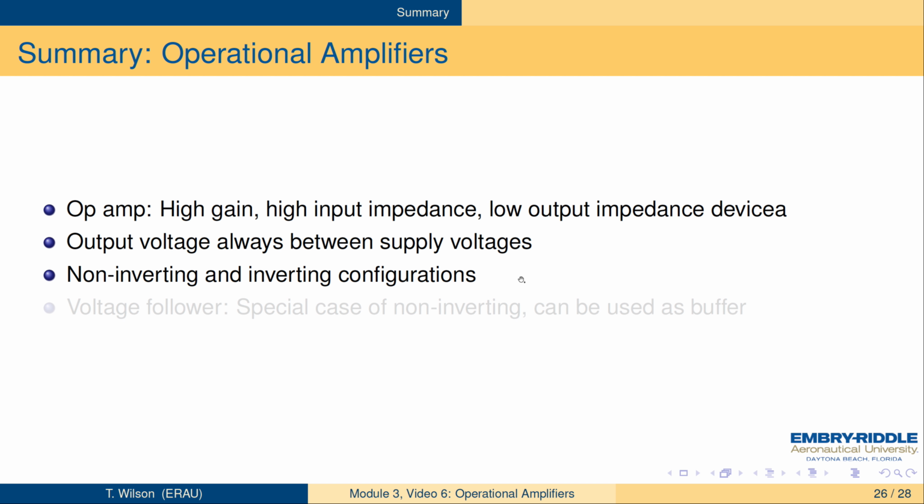and I didn't make a big deal about it, but all of these have the buffering aspect. The inverting may draw current from the circuit it's hooked up to, but the output of that thing can supply as much current as it needs to within constraints of the power supply. We saw the voltage follower, which was a special case of the non-inverting and is used explicitly as a buffer.